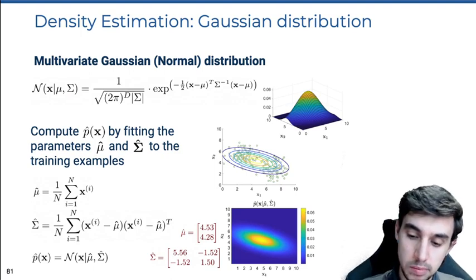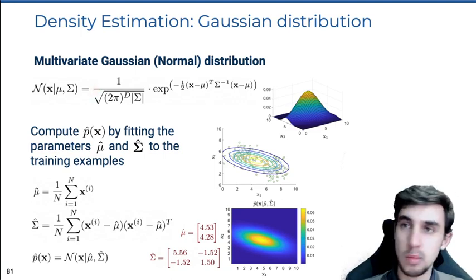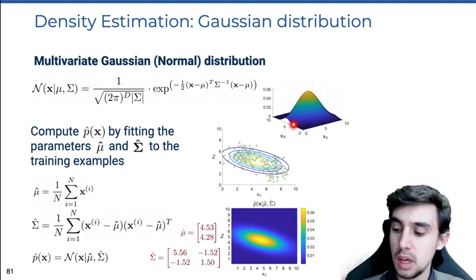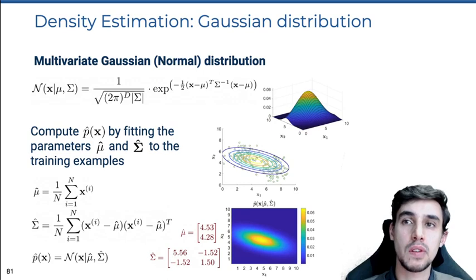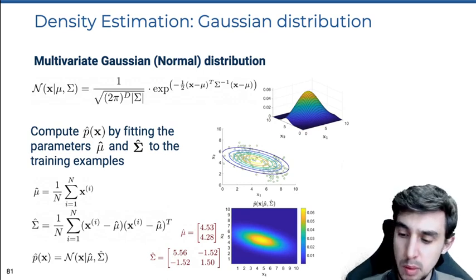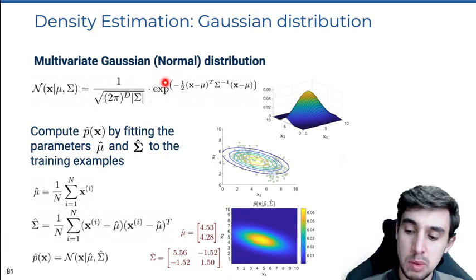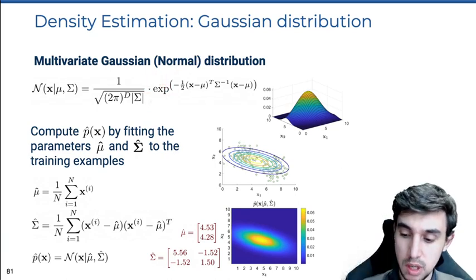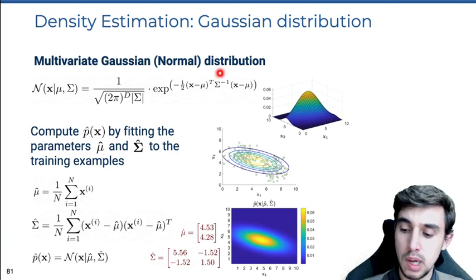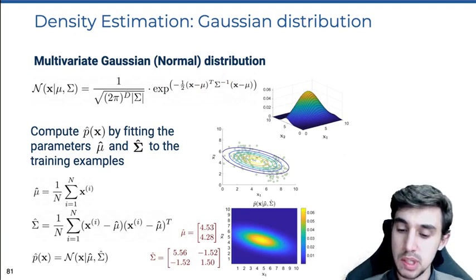Again, we have this normalization term because the double integral over the different dimensions of the space needs to sum to 1. And here we have the same kind of terms with the exponential function that involves mu and the inverse of the covariance matrix.